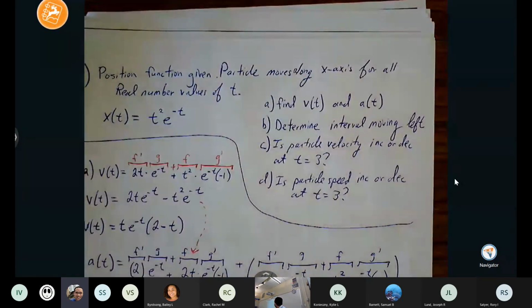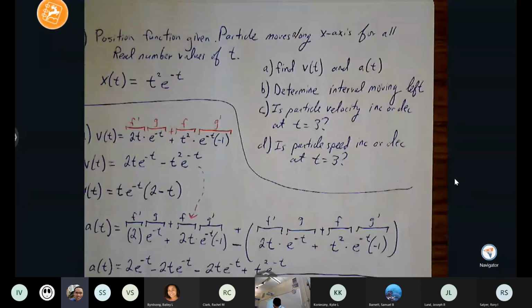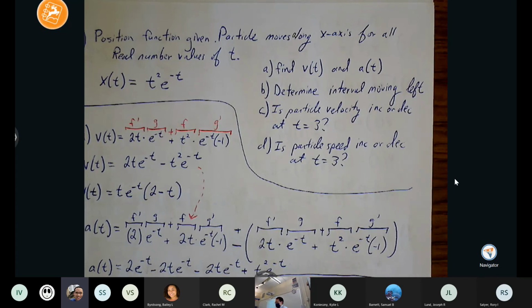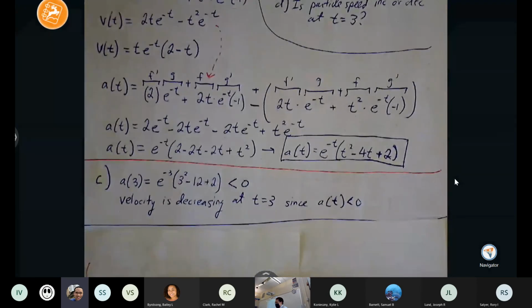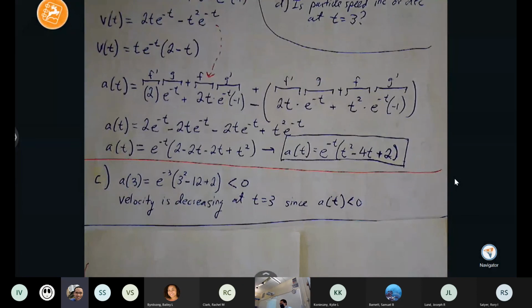Okay, part C: is the particle velocity increasing or decreasing at t equals 3? Particle velocity. So we look at what? Acceleration. Yeah, just acceleration. Okay, so we plug 3 into acceleration. We're going to end up getting a negative number. So negative acceleration means velocity is decreasing.